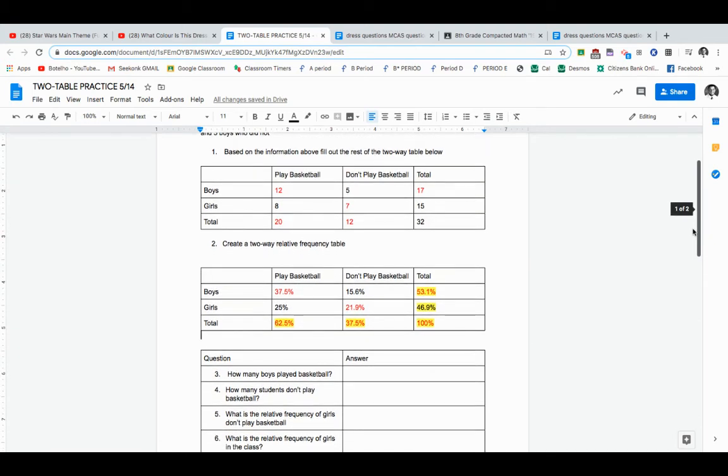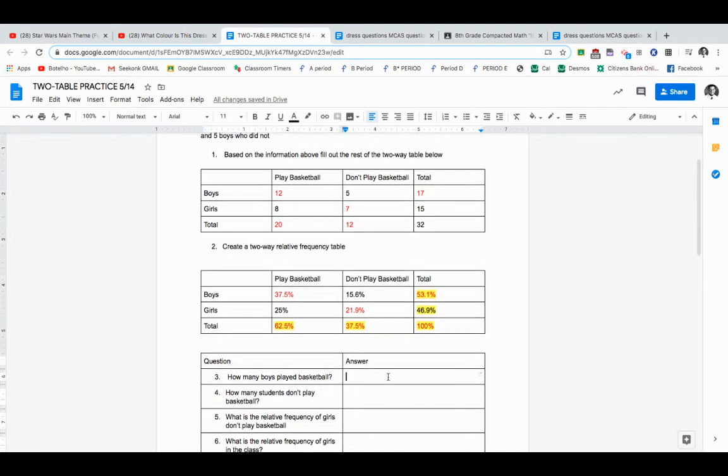Let's go over the answers now. How many boys played basketball? Boys that played basketball was 12. How many students in general played basketball? Oh, wait, sorry, don't play basketball. That would make a big difference. So students that don't play basketball was also 12. Good. That is correct. Yes, yes. Okay, that's a little Darth Vader for you there.